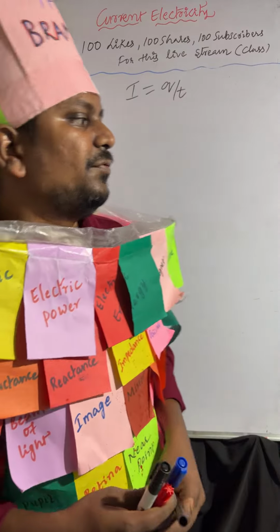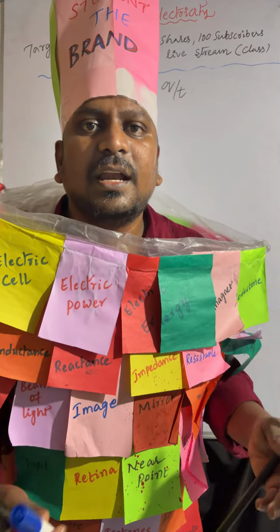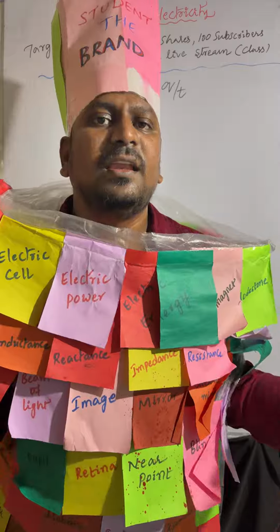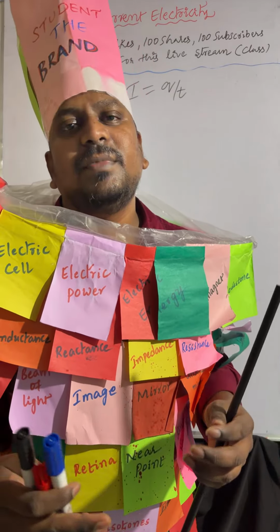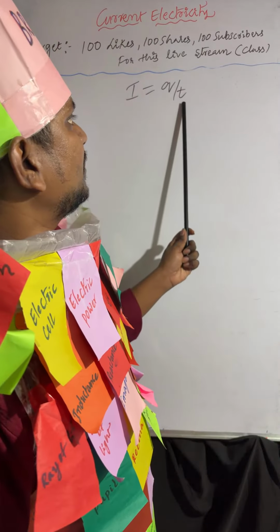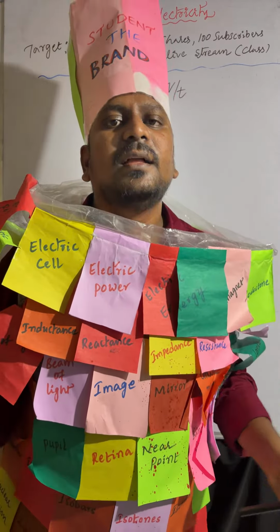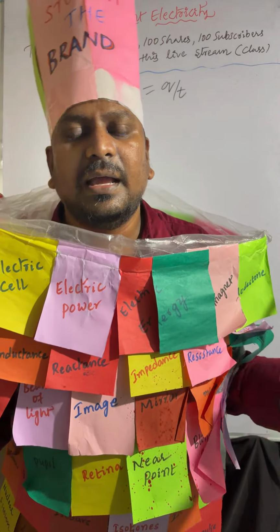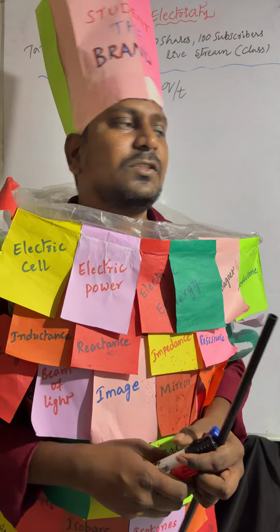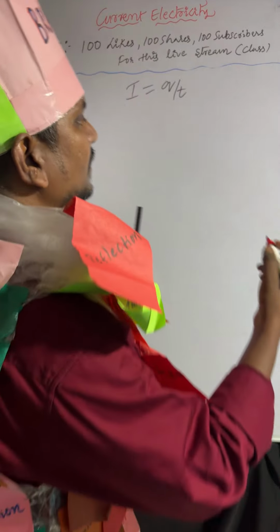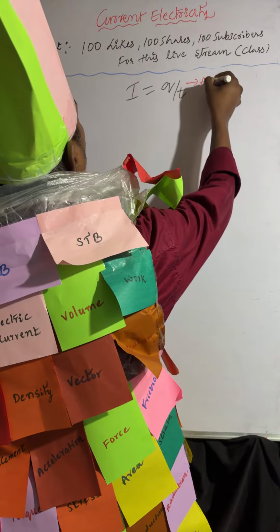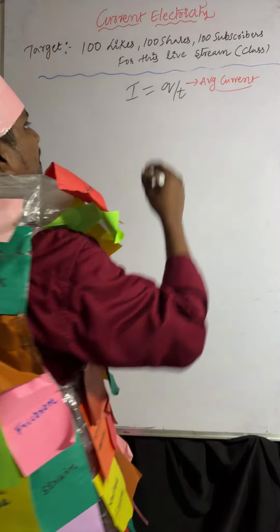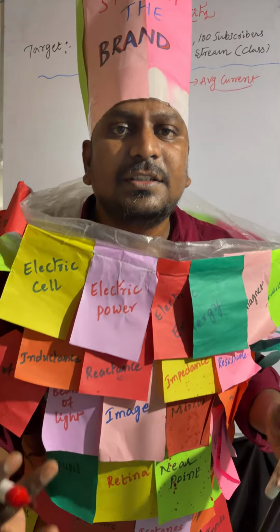The rate of flow of net charge through a cross-sectional area. Rate means with respect to time. The rate of flow of charge through a cross-sectional area is called electric current. Actually it is average current, because here we are talking about the rate of flow of net charge.